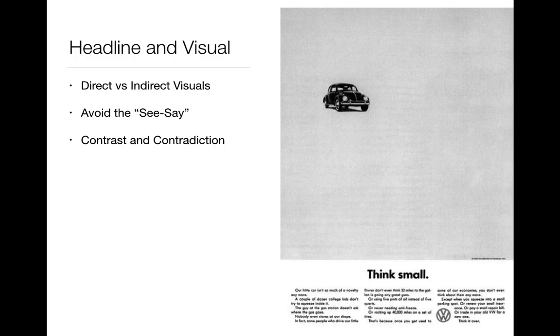Now, when you're working with headlines and visuals, it's most important that you avoid the CSAY. And we're going to cover direct and indirect visuals a little bit more, and we're going to talk about what the CSAY is. And we want to find ways that we can have a contrast and a contradiction between our headlines and our visuals. And this is probably the most important thing out of this portion of the lecture.